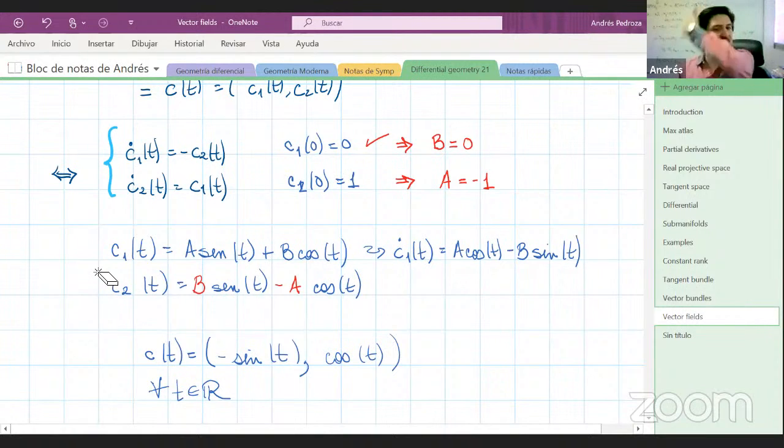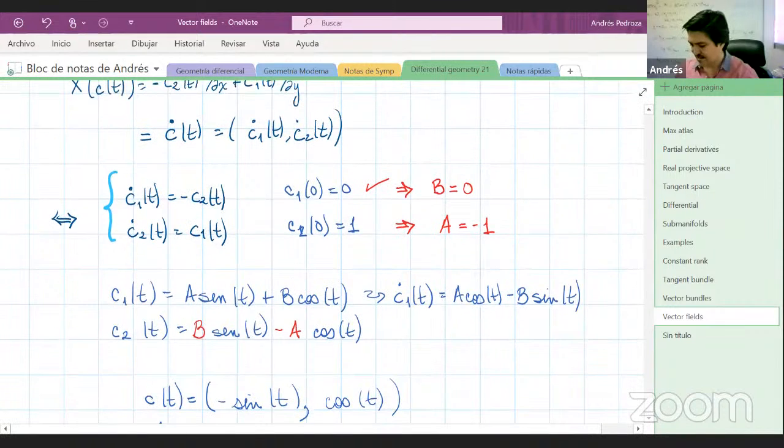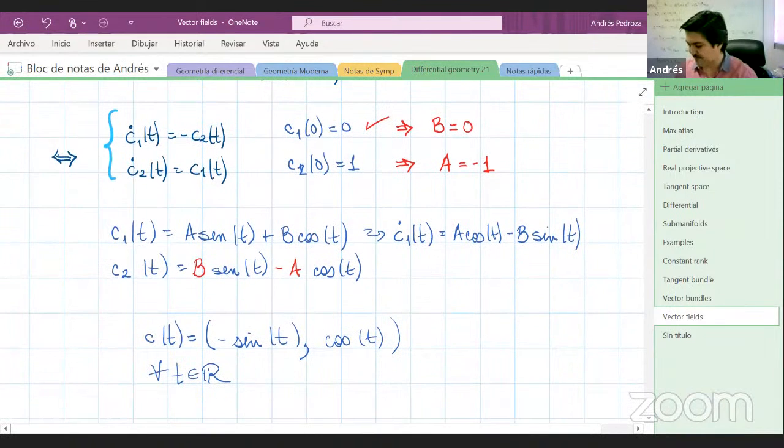Okay. Any questions? No. Right. So I'm going to end here. This is something very useful beyond manifolds.